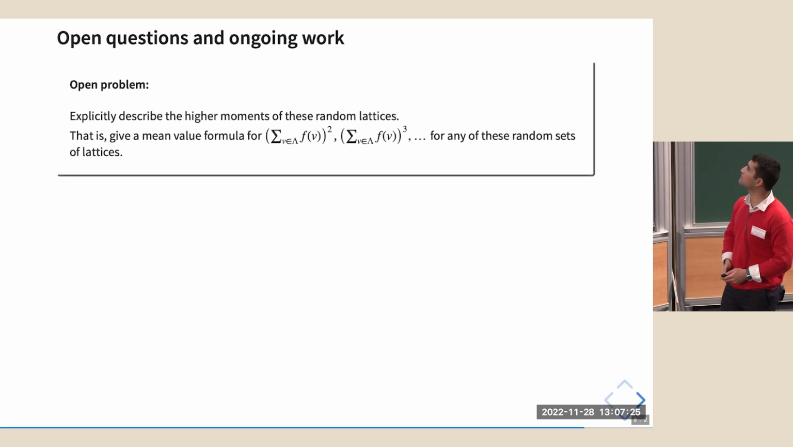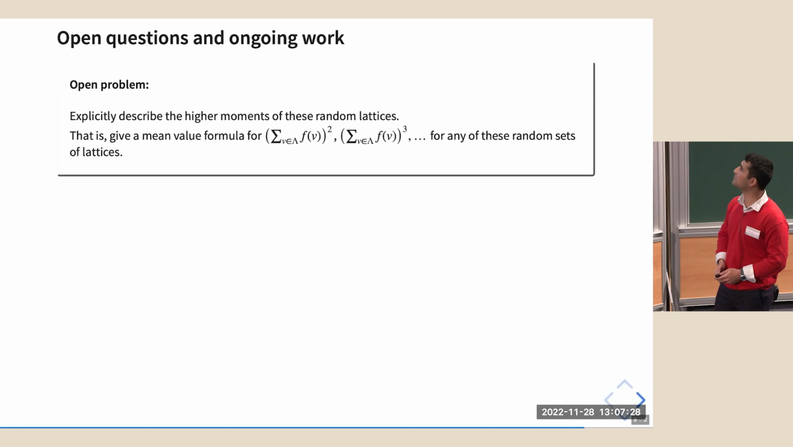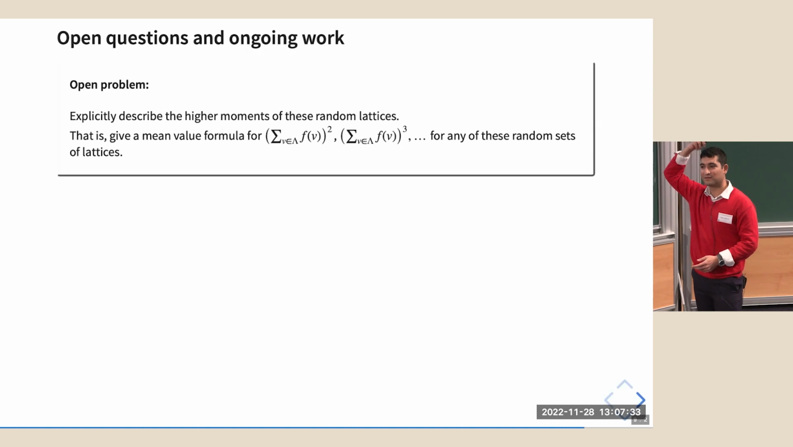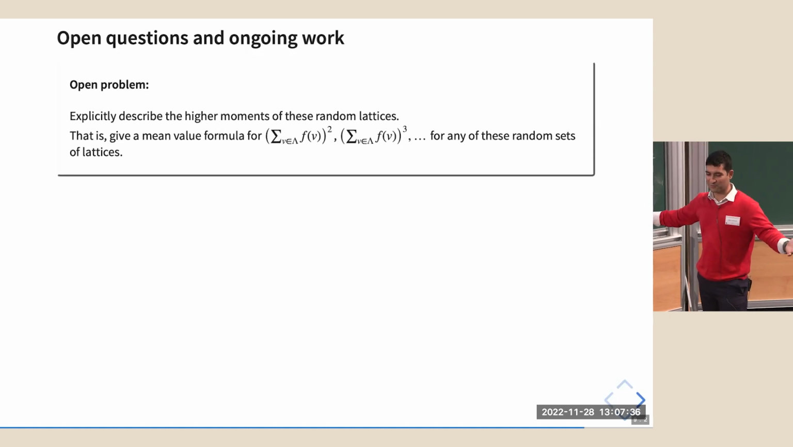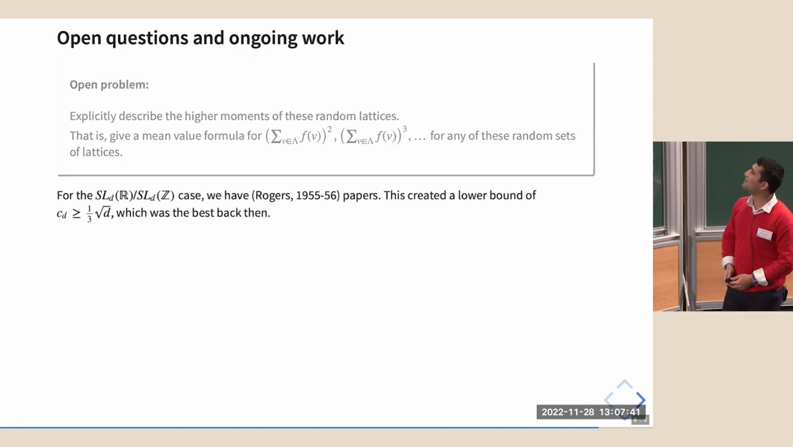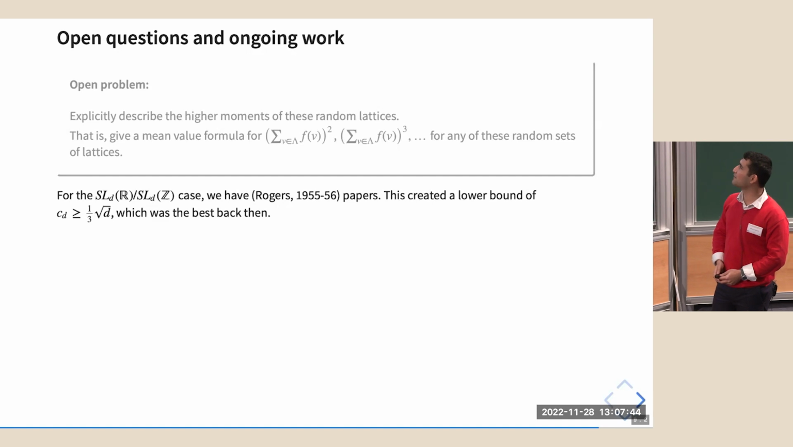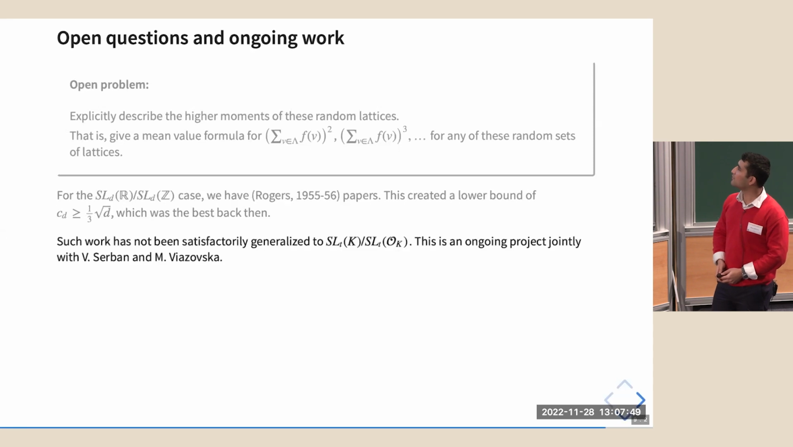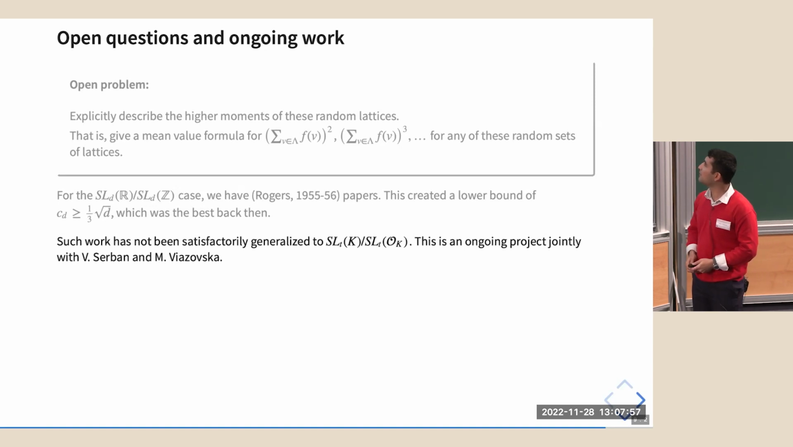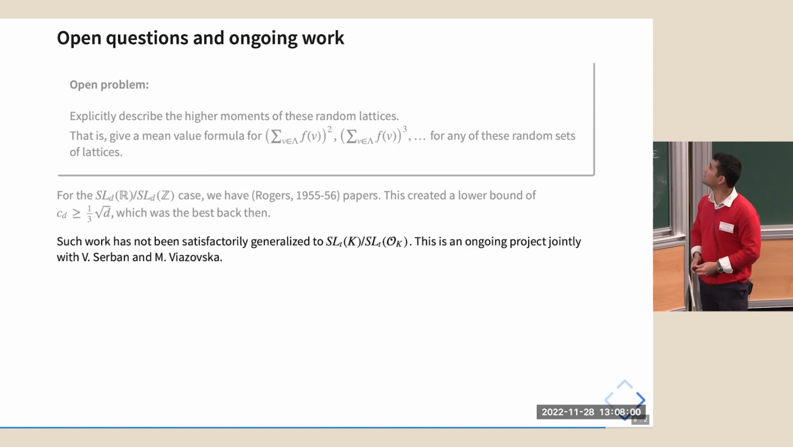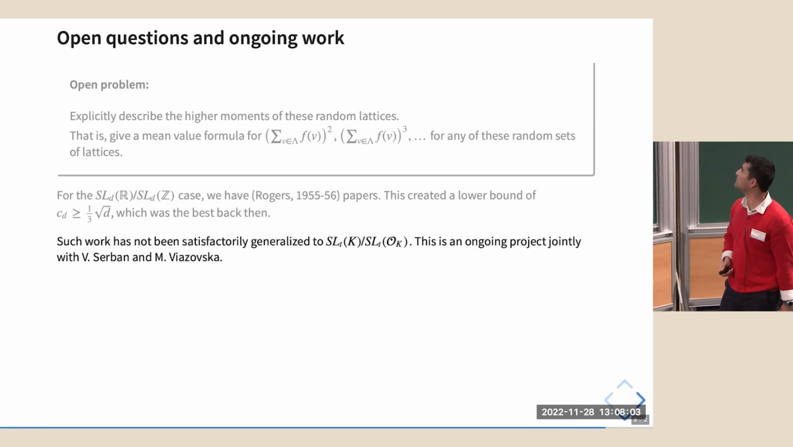Another question is, you know something about the first moment of this lattice sum function. What do you know about the higher moments? If you have a probability distribution, you should not stop with one moment. You should find all the moments. For the classical case, this is known due to Rogers. For the number field case, it's ongoing work. We have some results on the second moment, but the third moment is still very much ongoing.